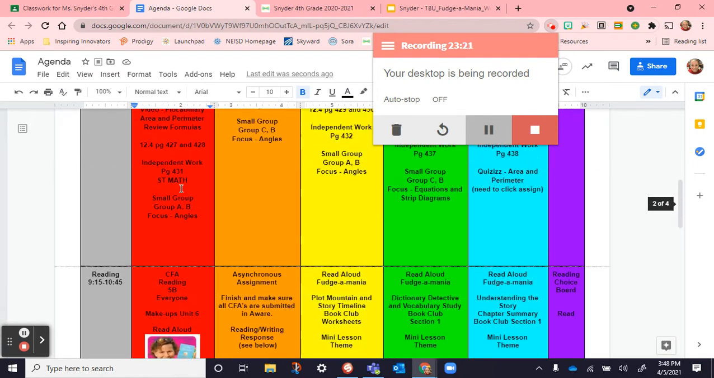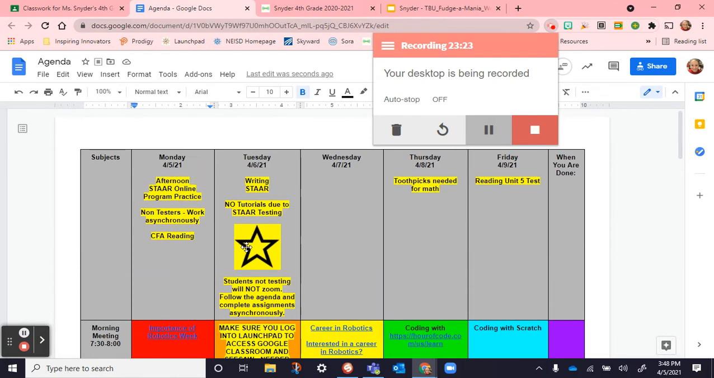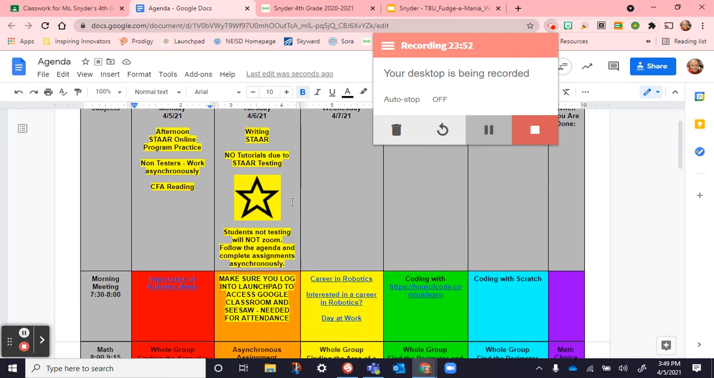And tomorrow, we got a lot going on tomorrow. So tomorrow there is no Zoom. Okay, I'm not going to turn on the Zoom. There is no morning meeting. There is no Zoom with the class. If you are virtual and you're not taking the STAR test, everything is going to be asynchronous. So we have a writing STAR test tomorrow. So tutorials are canceled this week for STAR testing. No Zoom. You're going to follow the agenda and complete the assignments asynchronously.